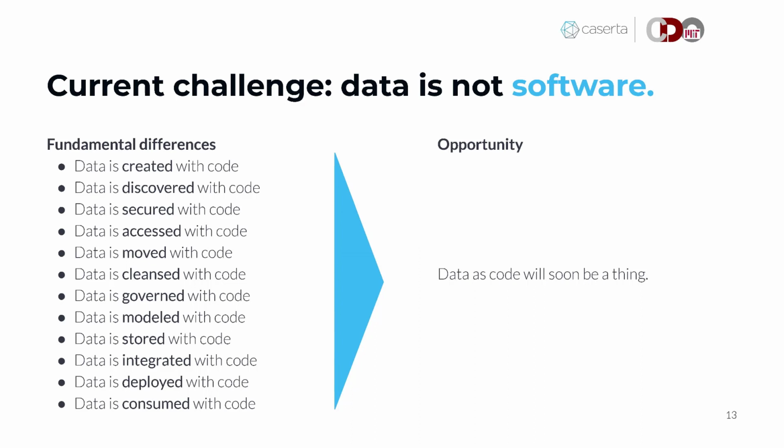But here's the challenge with that, right? Data is not software. It's not software, and so far, it's not code. But everything that we need in order to deal with data, right? To create it, to discover it, to secure it, to access it, to move it, to clean it, to govern it, to model it, to store it, to integrate it, to deploy it, to consume it. You do need code in order to do all those things, right? So you can't have data without code, right?